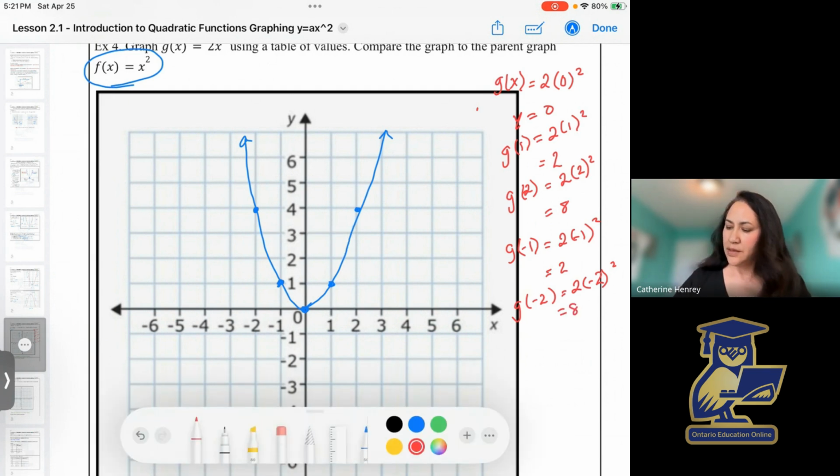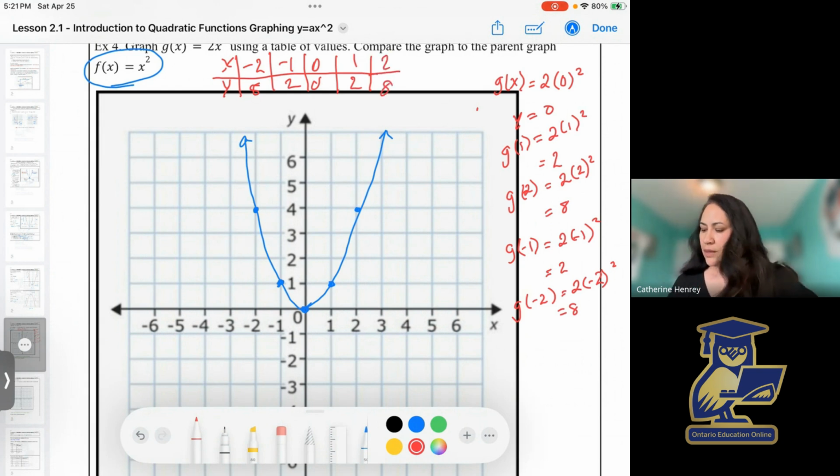So let me go ahead and plot these points. I'll write them into a table of values first. We have (-2, 8) and (-1, 2). We have (0, 0), (1, 2), and (2, 8). So we still have (0, 0), we have (1, 2), (2, 8). Takes me a little bit off my graph here.